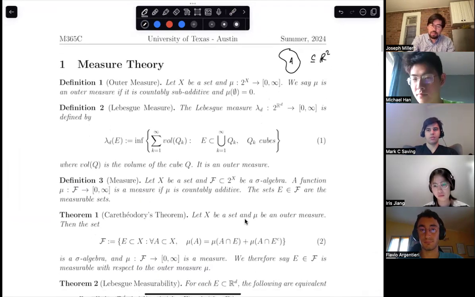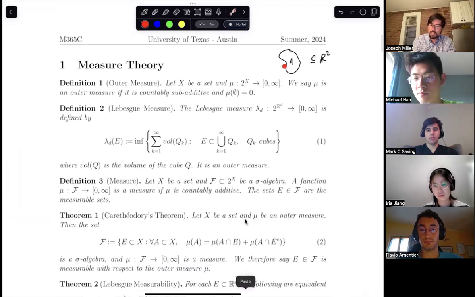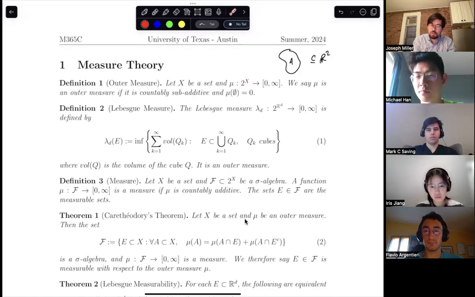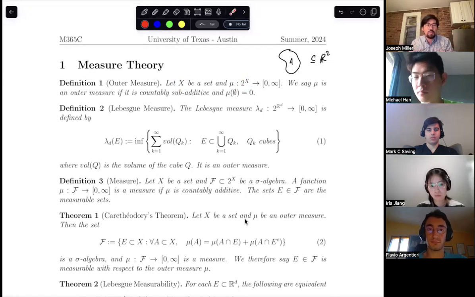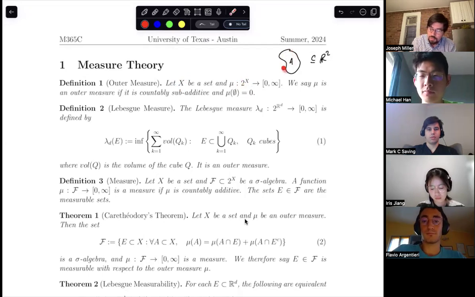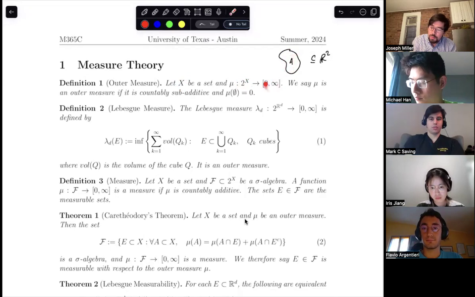Naively, what you might think is, okay, I take any subset of the plane. That's what this means, 2 to the X. If X is a set, 2 to the X is going to be all of the subsets of X. So it's a set of subsets, all collections of sets like A. And it should be a positive thing.